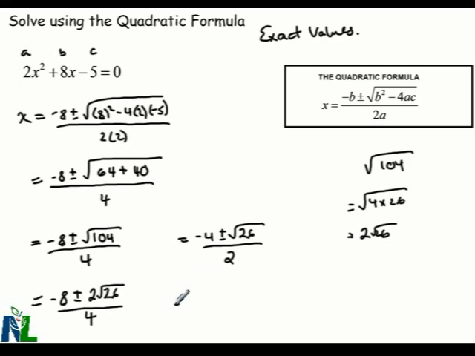If we wanted to split them apart and write them as individual answers, we can. And say negative 4 plus root 26 over 2. Or we have negative 4 subtract root 26 over 2.